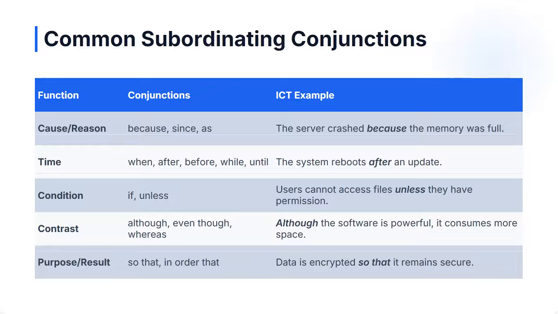conjunctions expressing result or purpose like so that or in order that. Data is encrypted so that it remains secure. We can start differently by saying, so that data remains secure, comma, it is encrypted.